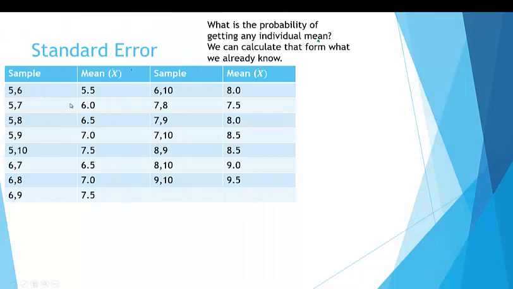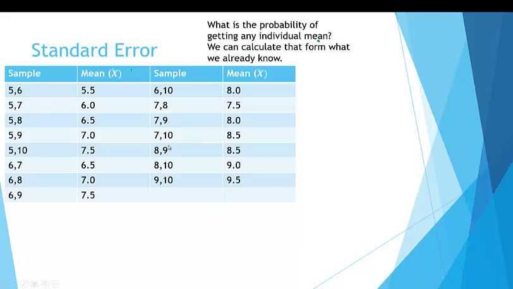But looking at our samples, you can see if I drew a 5 and a 6, my average would be 5.5. If I drew a 7 and 8, it would be a 7.5. But if I drew a 5 and a 9, it would be 7. Or if I drew a 9 and a 10, it would be 9.5. So based upon these samples, we can do a few things here that we've already looked at.